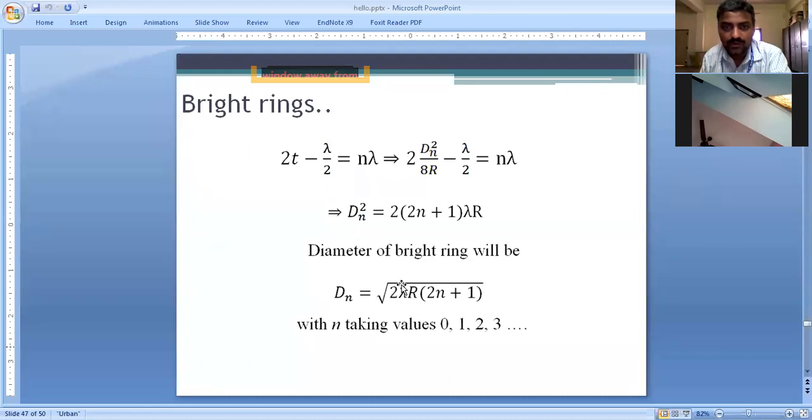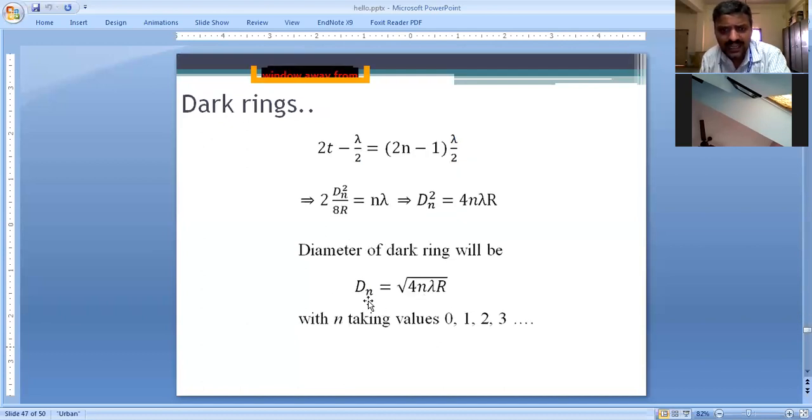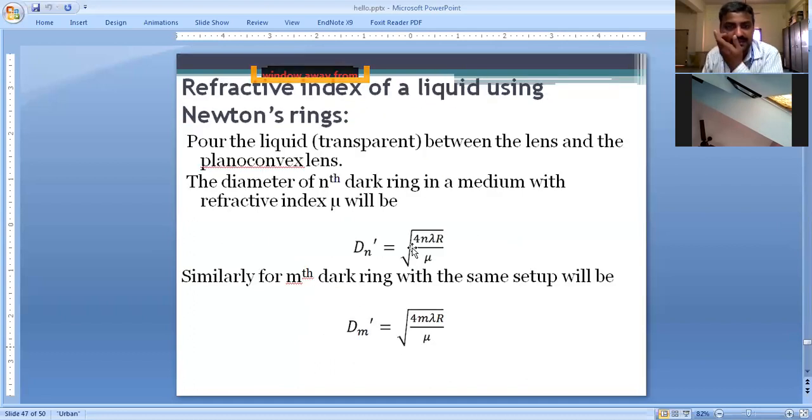Now, if I want to write this expression, it is mu Dn square. As I have taken the square root, I should write it as square root mu into Dn. Dn is outside of the square root, and that square root mu I am bringing into the denominator. So that's why Dn is equal to the square root of 4n lambda R divided by mu. Please pay attention here. The diameter of the nth dark ring with liquid medium of index mu will be the square root of 4n lambda R divided by mu.